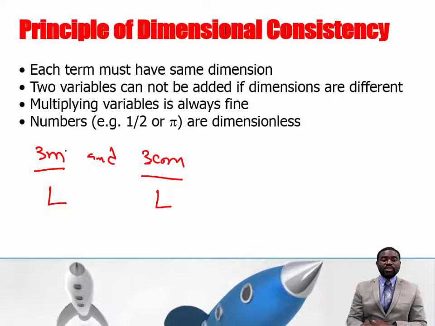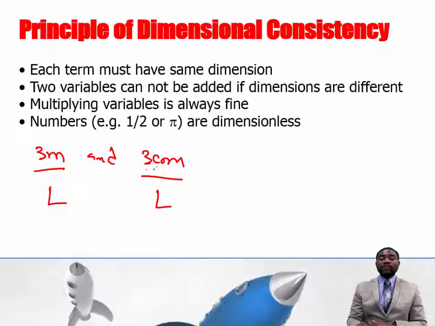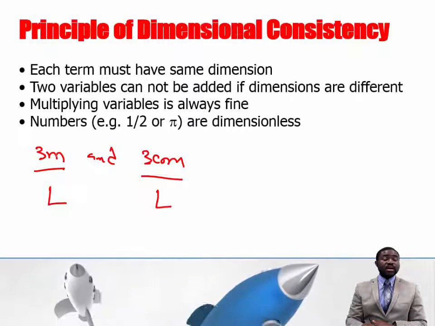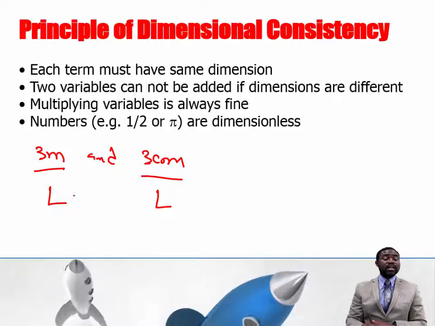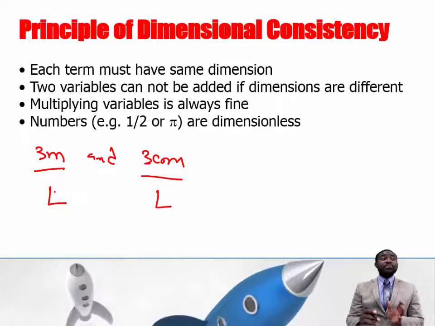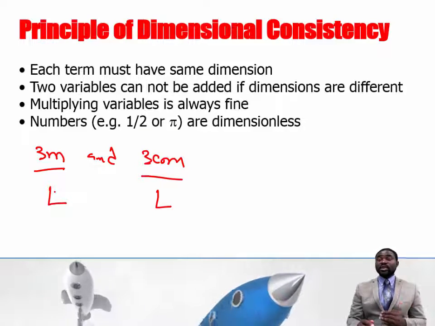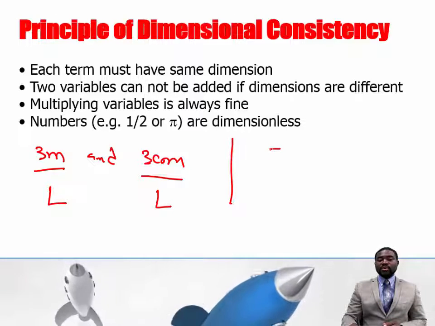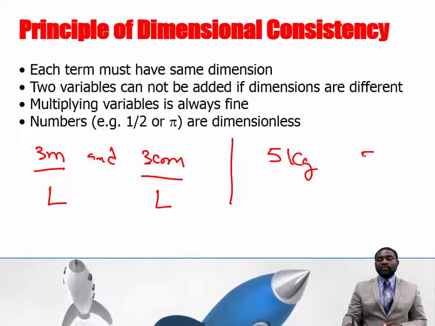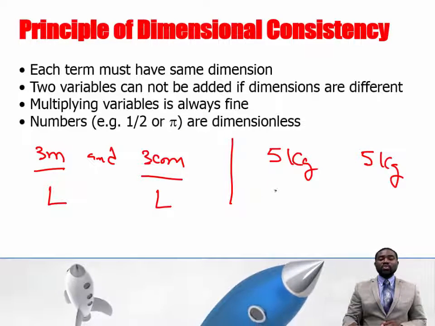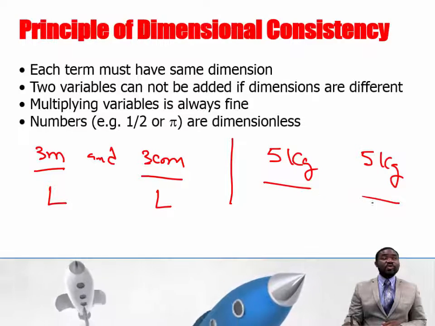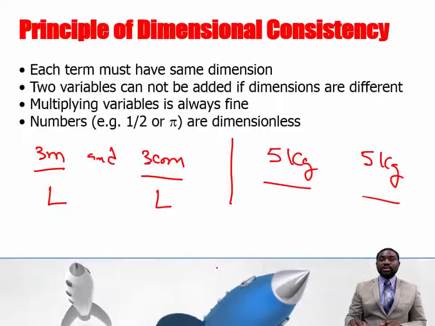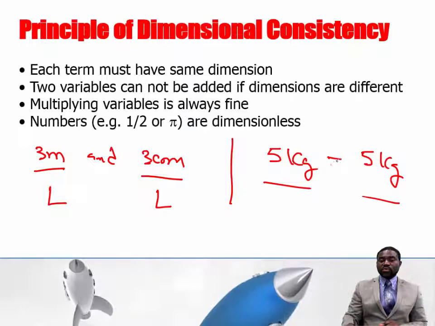The unit here is the meter, the unit here is what? Centimeter. But all of this represents a length, and this represents what? A length. And as long as it represents a length, its dimension is what? L. So it's possible for two things to have the same dimensions but different units. Now, let's take a look at another example. 5 kilograms and 5 kilograms. They do have the same dimensions and the same what? Units. Are we together? They have the same dimensions and the same unit. This is equal to that.